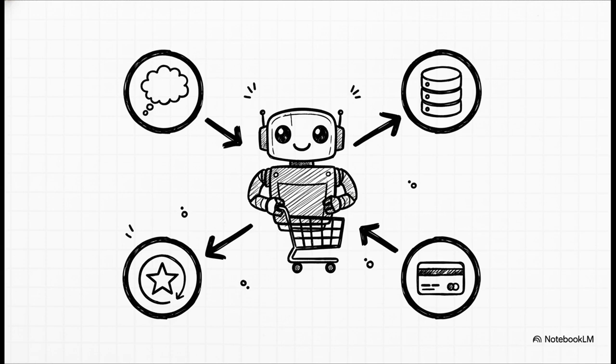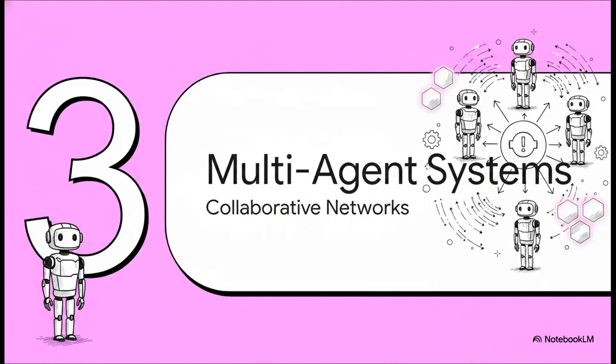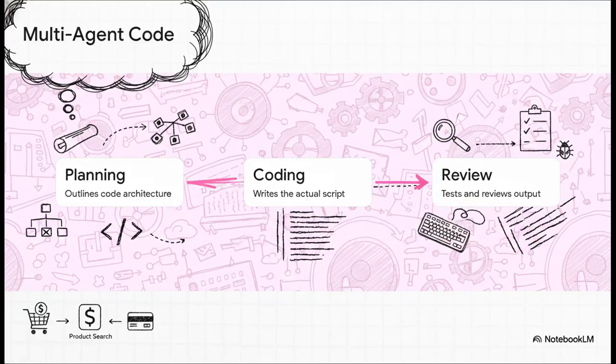Pretty wild, right? Section 3, multi-agent systems and workflows. Moving into collaborative networks. Now, what happens when a problem is just too massive for one agent to handle? Well, you build a multi-agent system where specialized agents actually collaborate. For instance, you could have a product search agent that finds an item, and then it literally hands the task off to a specialized checkout agent.